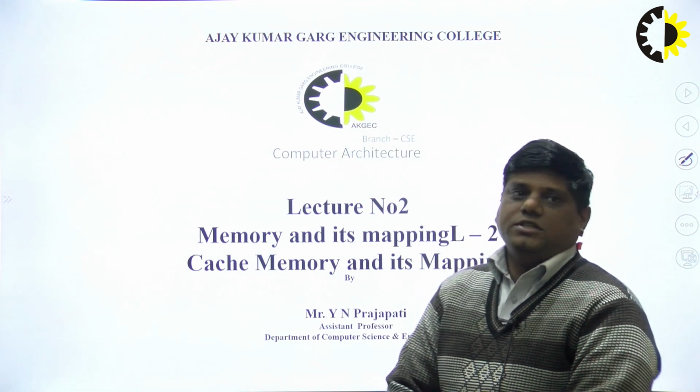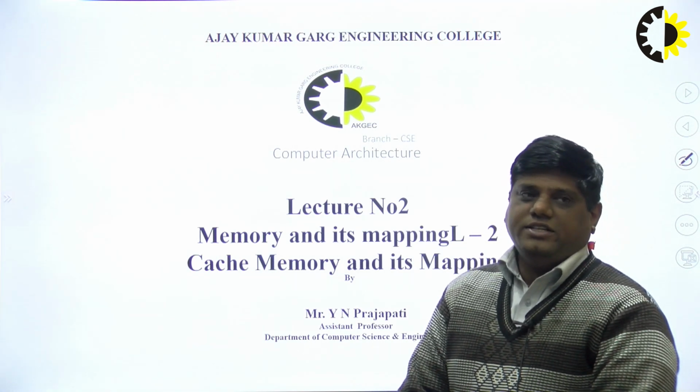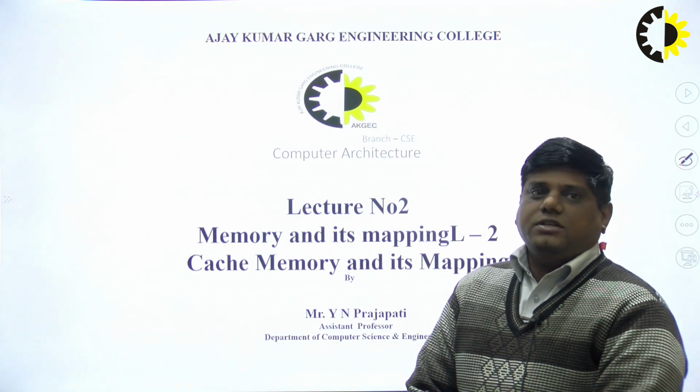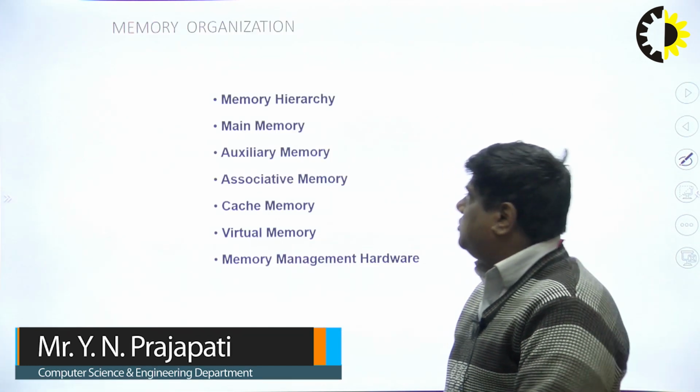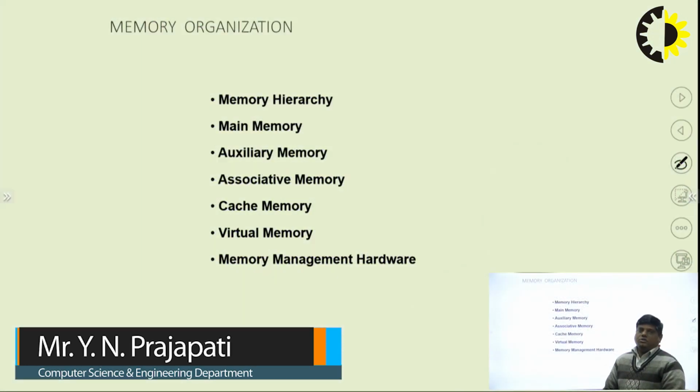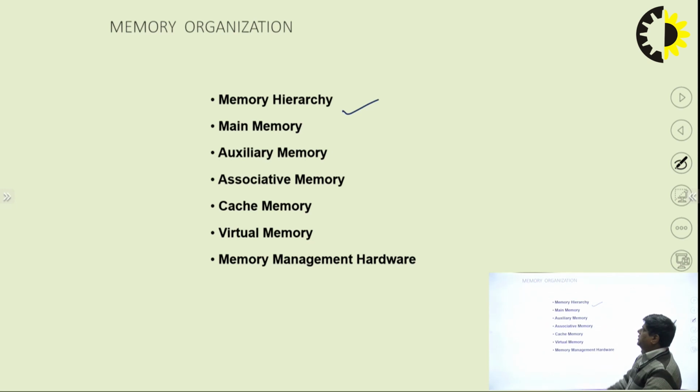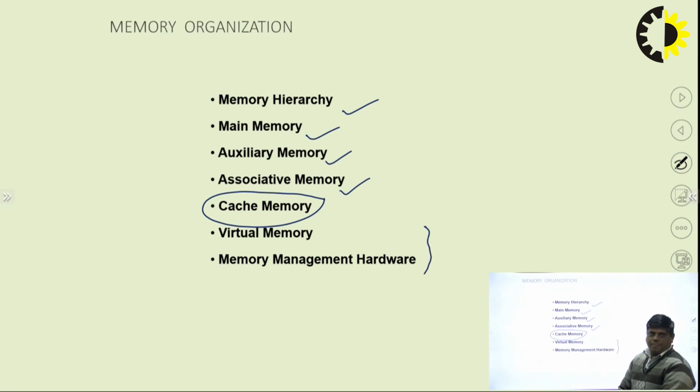I am going to teach cache memory and its mapping today. Before understanding cache memory, first I am going to discuss the basic memory. Today I am going to discuss memory hierarchy. Second is the main memory, some basic concepts of the main memory, and a little bit about the auxiliary memory and associative memory. Then my main topic today is the cache memory. These two topics we will discuss later on.